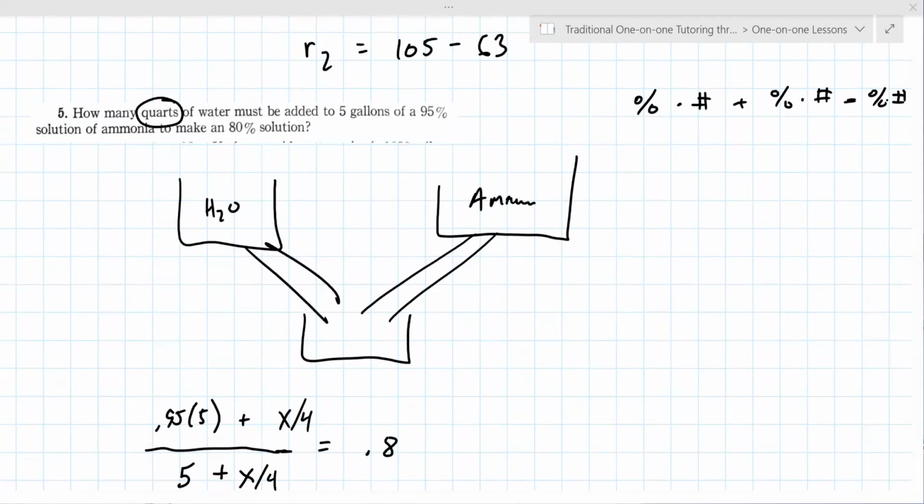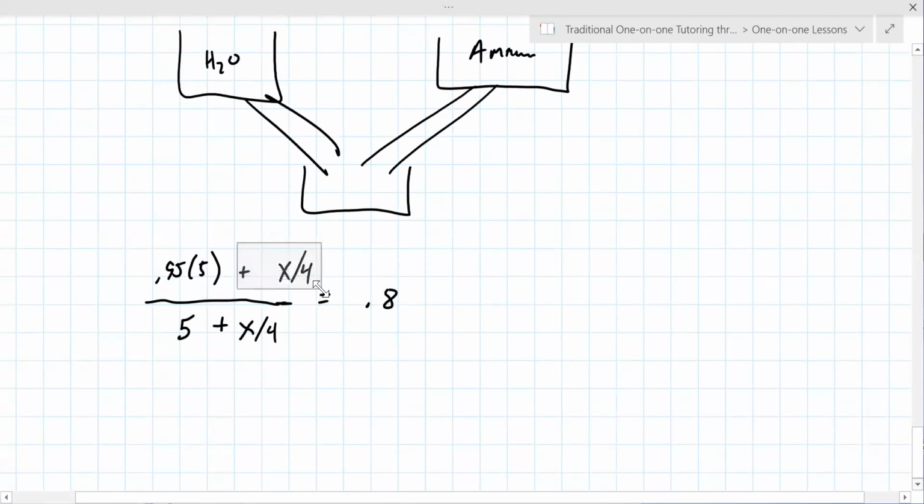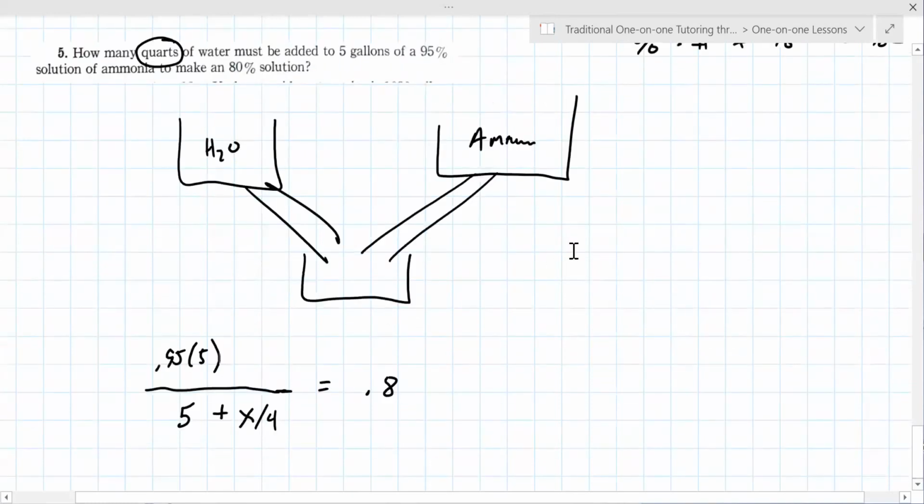Now, why are we dividing by 4? Because we want that in gallons. It shouldn't change the answer though. That's not right. We're adding water there. Oh, I'm sorry, I'm making this too complicated. We're not adding it to the top, we're just adding it to the bottom. Oh, okay.